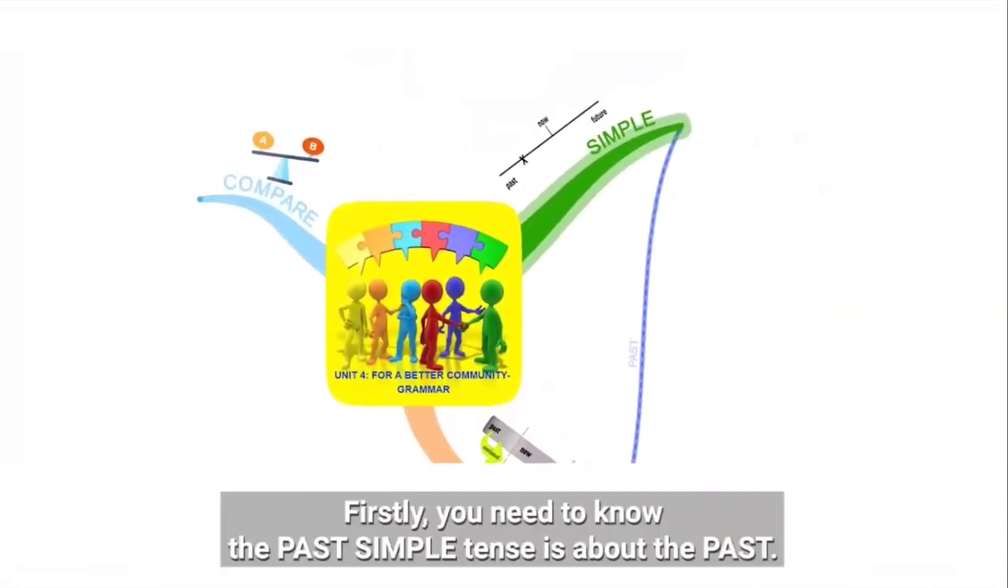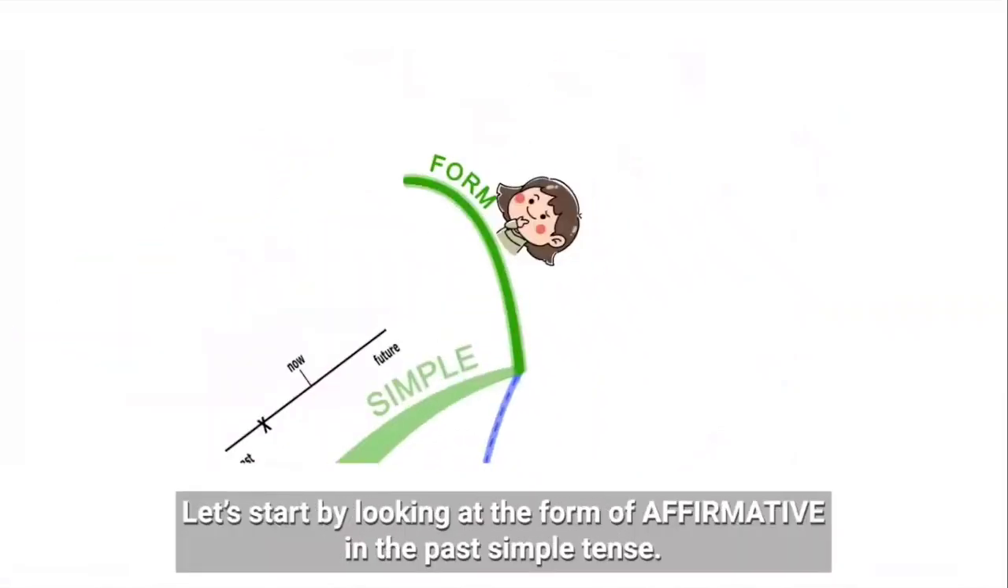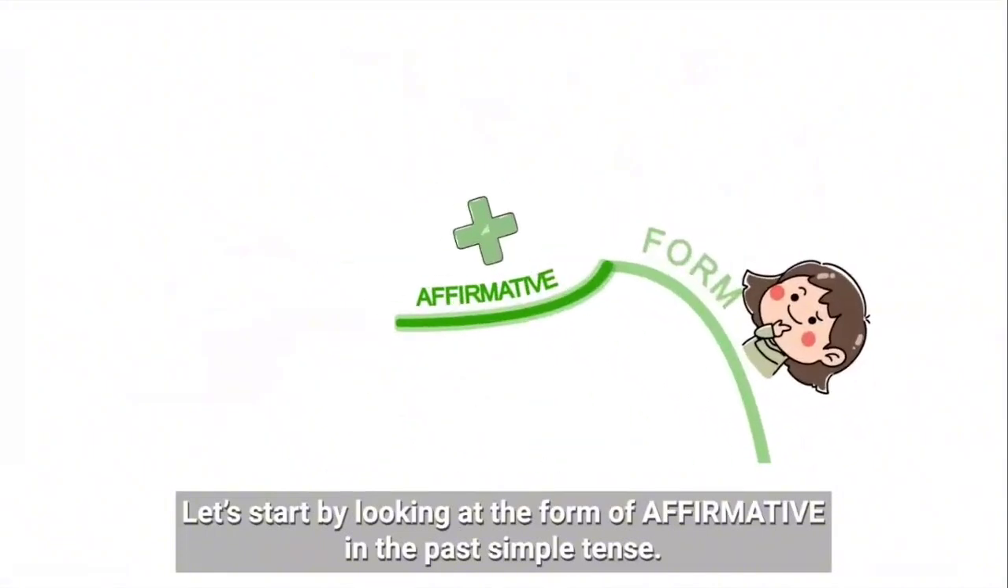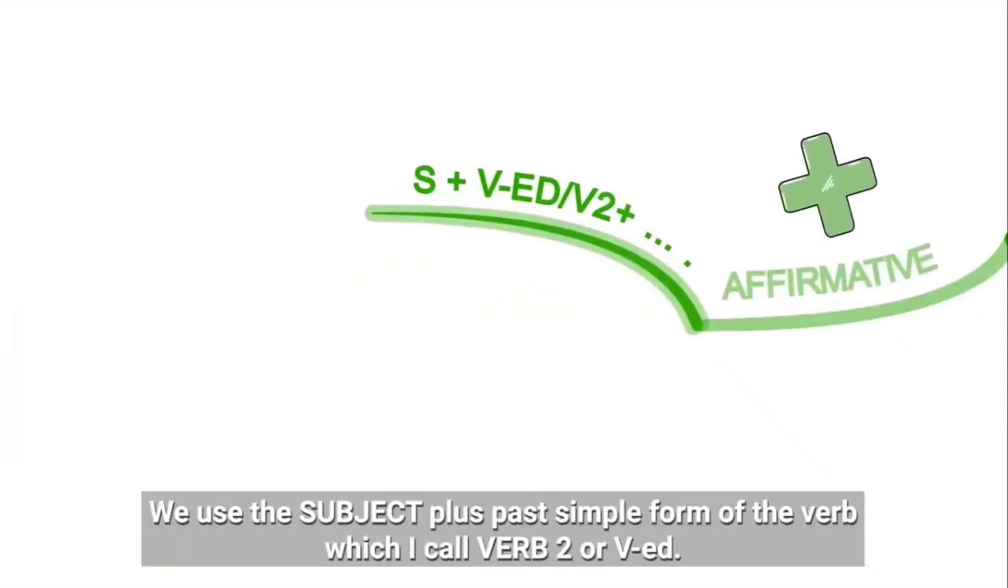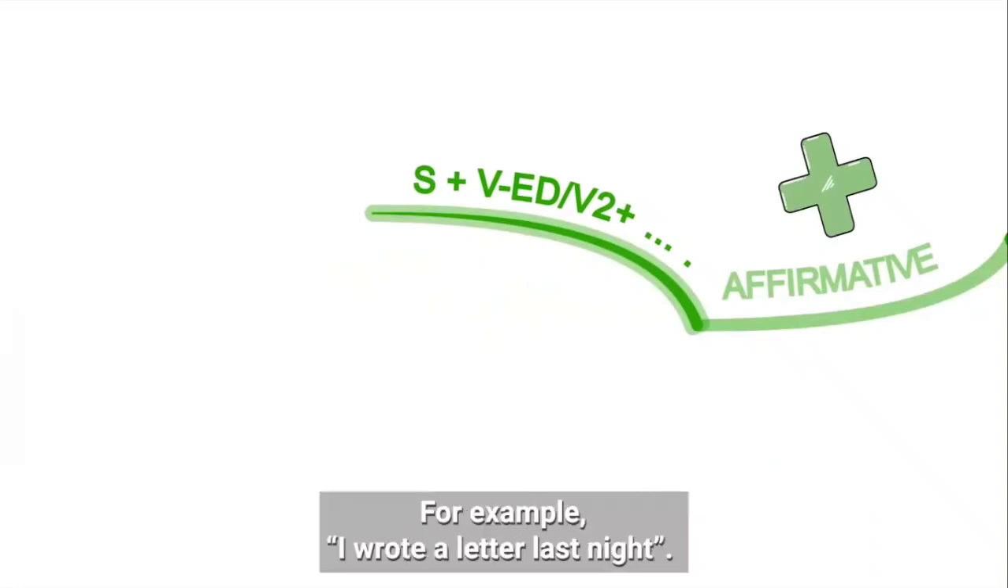Firstly, you need to know the past simple tense is about the past. Let's start by looking at the form of affirmative in past simple tense. We use the subject plus past simple form of the verb, which I call verb 2 or verb ed. For example, I wrote a letter last night.